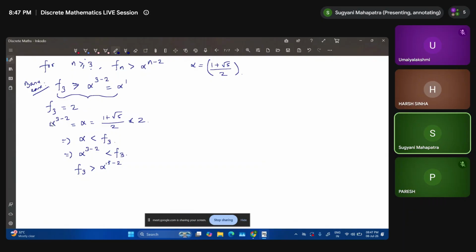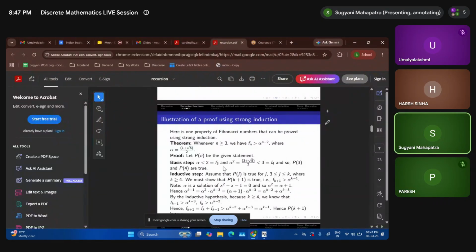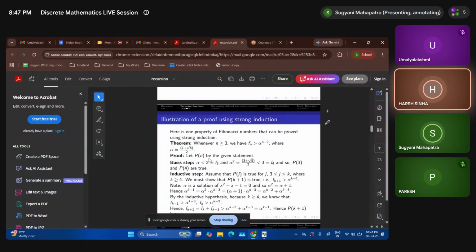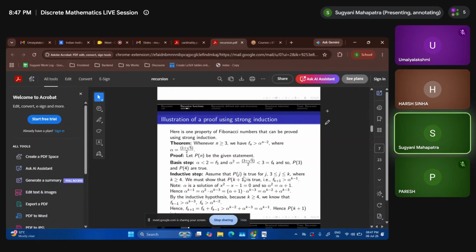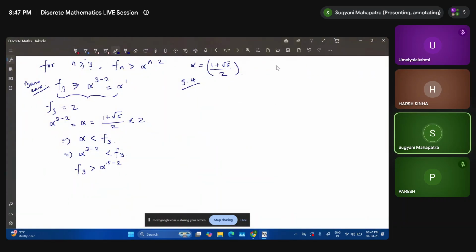Yes. So now let's go to the induction hypothesis. This is using the strong induction hypothesis. So what we are going to do is, for some value from 3 to k, we have 3 less than or equal to j less than or equal to k, for every value from 3 to k. We are going to prove that this should hold true for every n greater than or equal to 3, right?